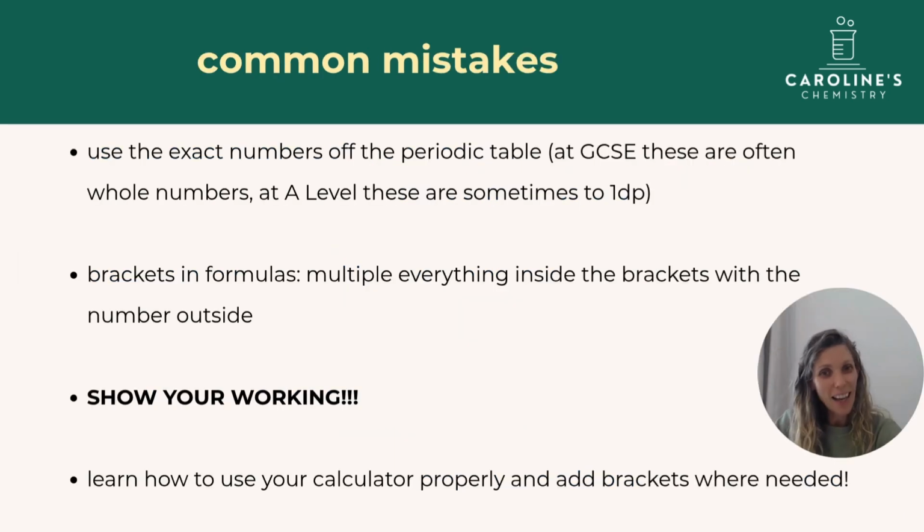So here are some common mistakes that I see as a former teacher, tutor, and when I was examining as well. So remember to use the exact numbers off the periodic table. Depending on whether you are studying GCSE or A-level, they could be different. At GCSE, they're often whole numbers, but at A-level, often they're given to one decimal place. So don't try and just use your memory, look them up off the periodic table.